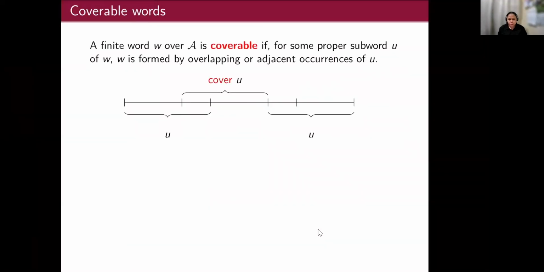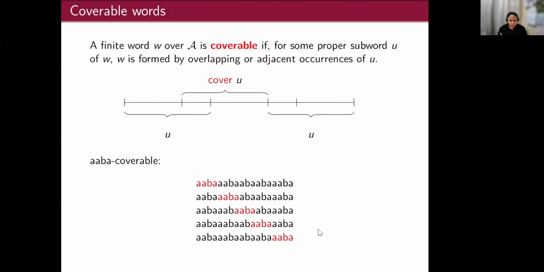A finite word over an alphabet. Throughout this presentation, our alphabet will be a finite alphabet. A finite word W over a finite alphabet is coverable if for some proper subword U of W, W is formed by overlapping or adjacent occurrences of U. This property of words can be viewed as a generalization of periodicity, since it allows not only concatenations of U, but also overlaps between consecutive occurrences of U.